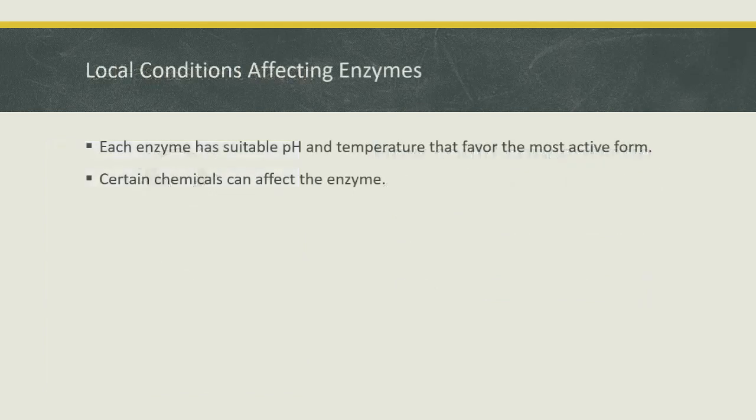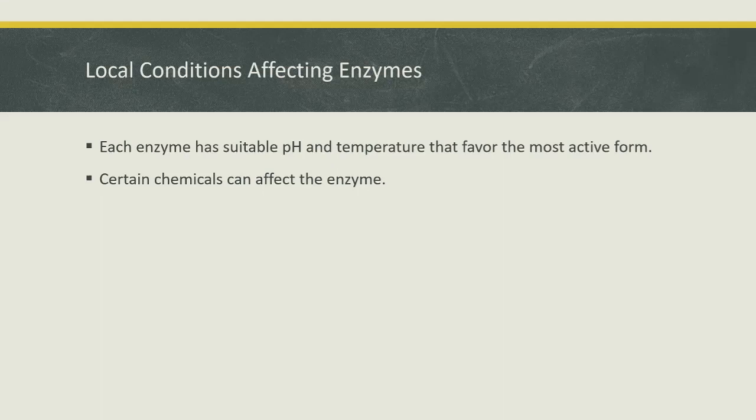Local conditions affecting enzymes. I haven't discussed this yet, but you can see it now. Each enzyme has a certain pH and temperature that favors its most active form. Again, it just entirely depends on the shape of our enzyme in this case. If you have a certain pH and temperature, our enzyme is going to be more inclined to attain a certain shape, and that shape is always going to be the most active one.